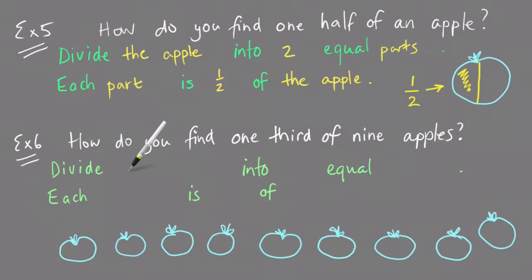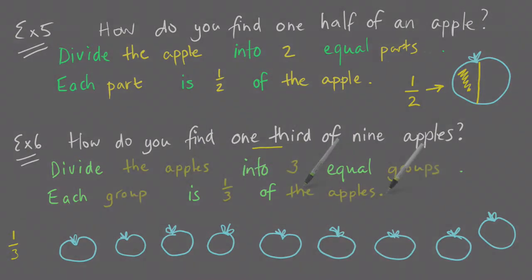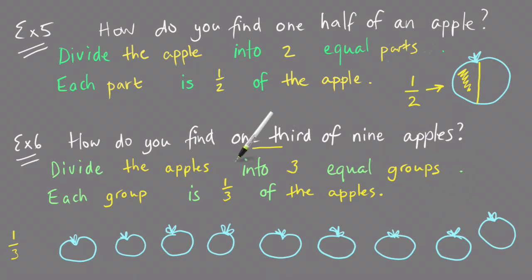So you're going to divide the apples into, and again, the fraction or the number of parts or groups comes from this fraction, and it's always the bottom number in the fraction. So here's 1/3, 1/3. So it's the 3 that's telling you 3 equal groups, and then each group is the fraction 1/3 of the apples. So I'll fill those words in for you now like that. So divide the apples into 3 equal groups. Each group is 1/3 of the apples.